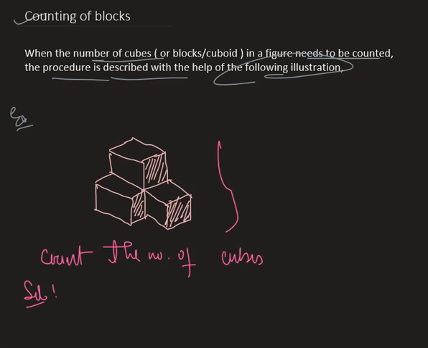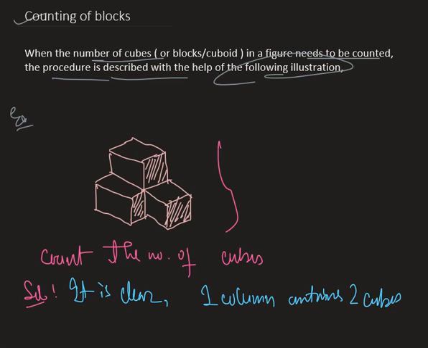Now let's start the solution. It is clear from the picture that one column contains two cubes and two columns contain one cube each.